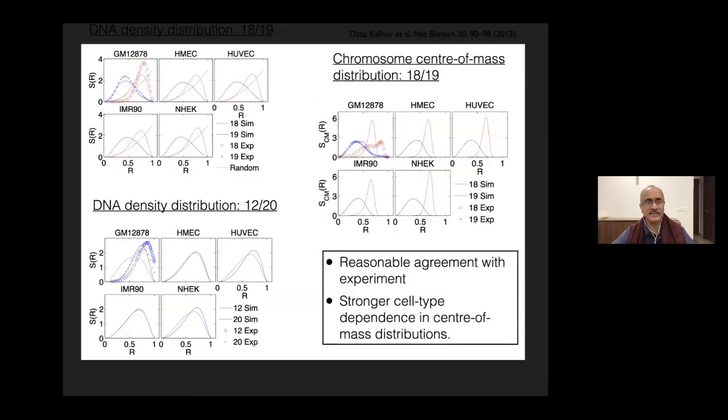Here are actual comparisons, again by cell type. There's only data that we had for the GM12878 cell type. So you can see the distinction between 18 and 19, 12 and 20, in the center of mass distribution. Kind of reasonable. It's a little easier to see differences in the center of mass distribution than for the DNA density distributions as a general feature. But of course, you have to average much more to get good data for the center of mass.